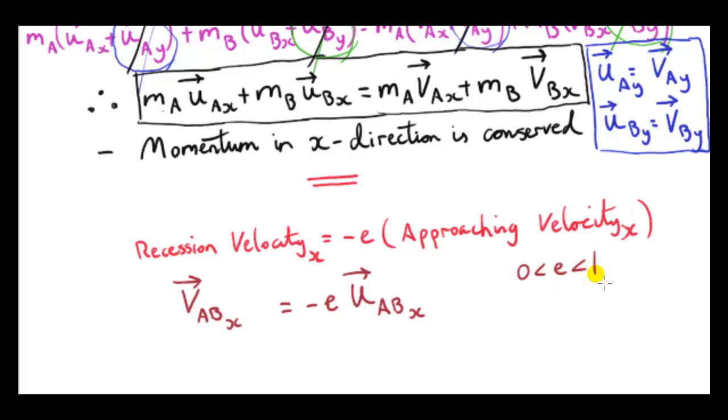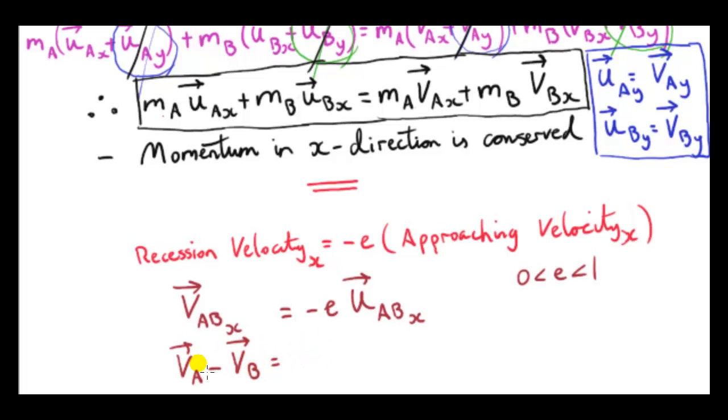So we've seen this before. Okay, so what's VAB? Well, the velocity of A relative to B is just VA minus VB. That's from relative velocity. But we want the x component of this. Well, the x component of VA minus VB is got by getting the x component of VA and subtracting the x component of VB. So similarly here, we have the x component of UA minus the x component of UB.